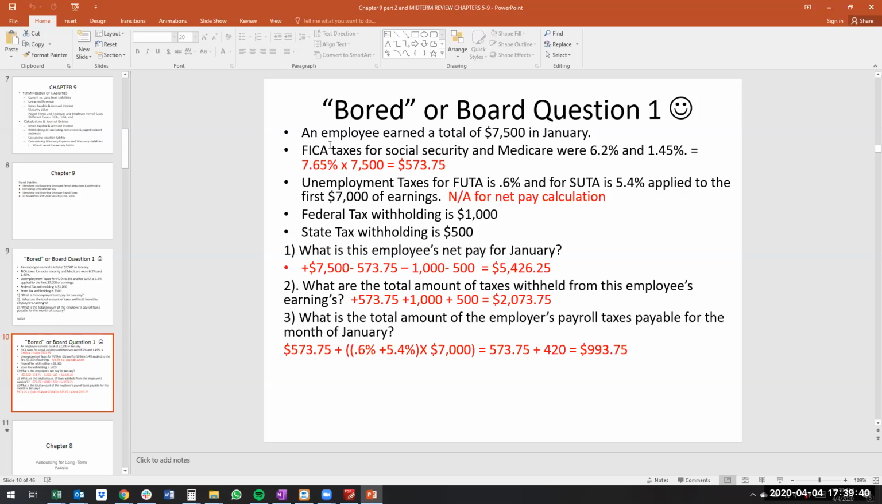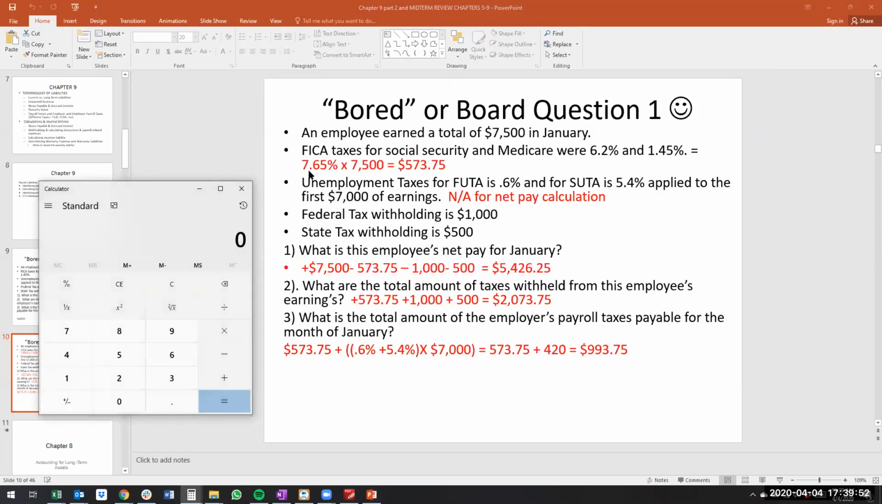Example. The employee earned a total of $7,500. We have the FICA Medicare taxes. The employee owes half of it, and the employer owes half, right? So 6.2 and 1.45 is 7.65. I'll open a calculator here. 0.0765 times 7,500. We owe $573.75 for that.